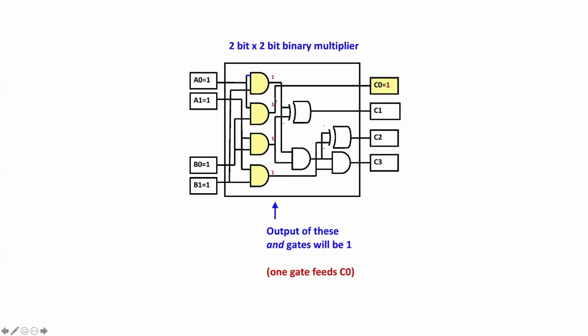But now that we know all of these outputs are 1, we can start thinking about the gates that depend on those. This AND gate now has 2 inputs of 1, so its output is going to be 1. This exclusive OR gate has 2 inputs that are 1, so its output is going to be 0. So now we know 2 bits of our outputs.